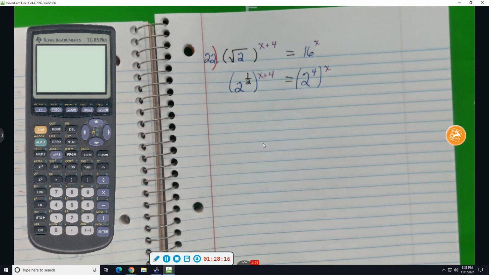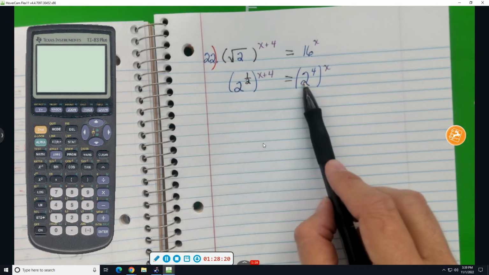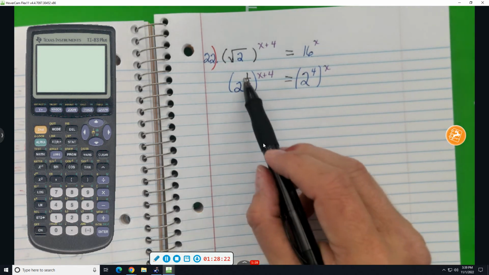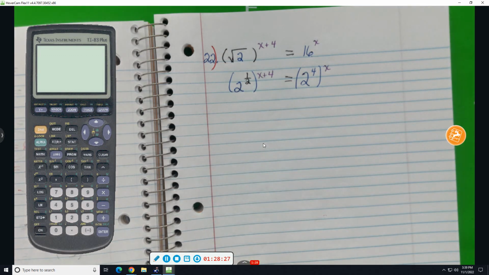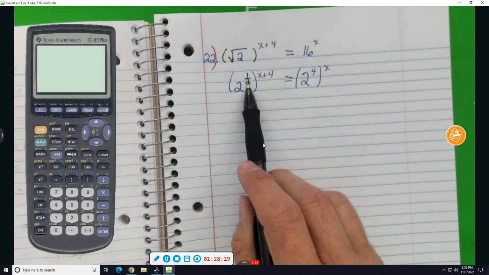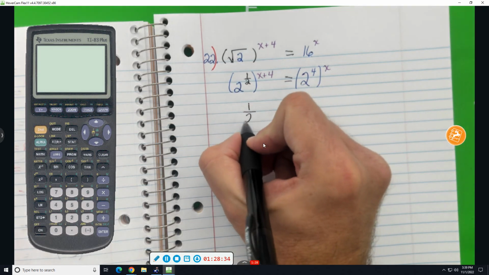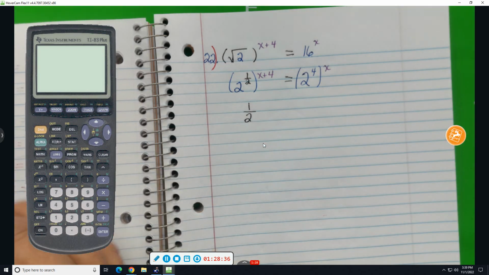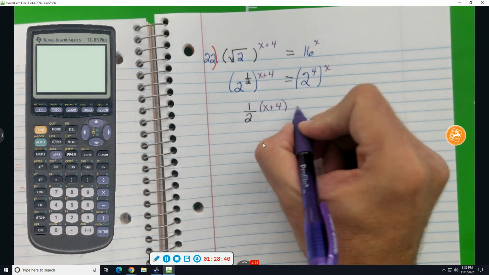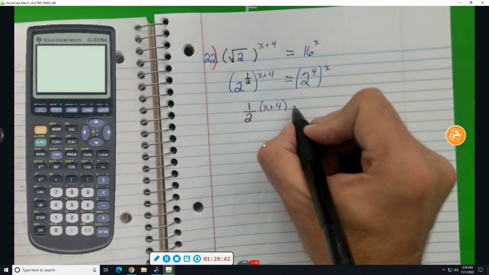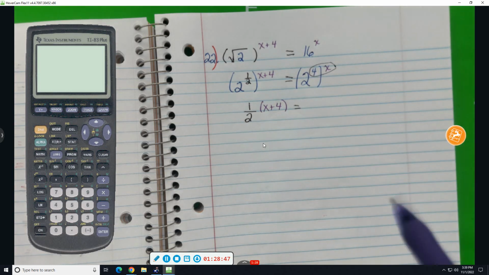And now we need to write it without the 2's. Normally, what I'll do is distribute every time we've gotten rid of the parentheses, but for this particular problem, because of the fraction, look at how I'm going to write it. I think it works out easier this way. Just say 1/2 times x plus 4 equals, I'll multiply those together to get 4x.